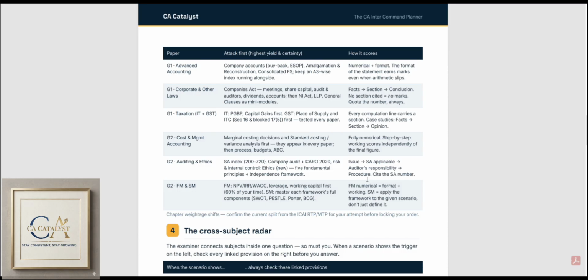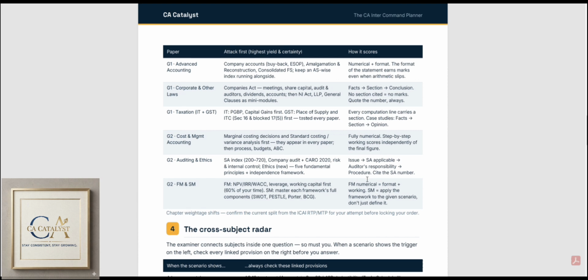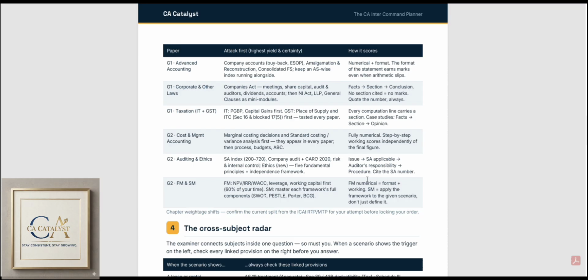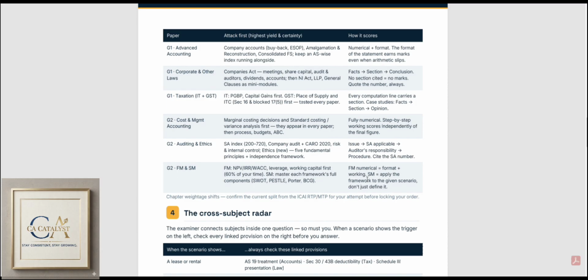Now the chapter weightage, I have already said that this is the highest yield that you must score, but referring to the institute's ICAI RTP and MTP, you should always refer to that, and if there are any changes, you need to upgrade this yield. You need to add those subjects or topics to this yield, so that will help you score and stay in the forefront.